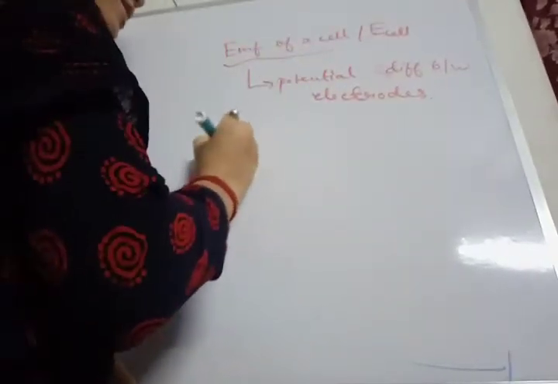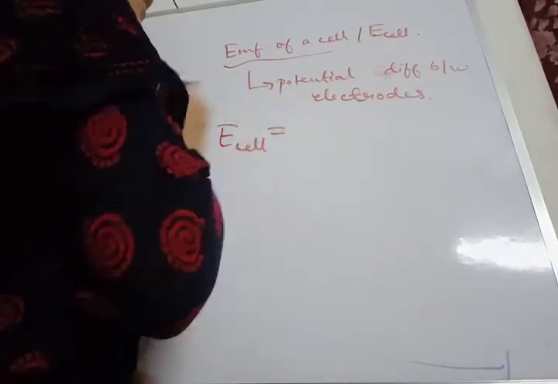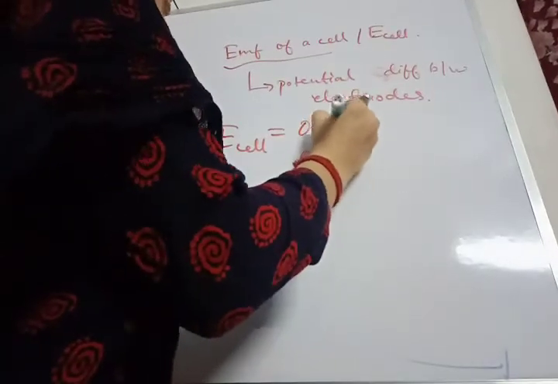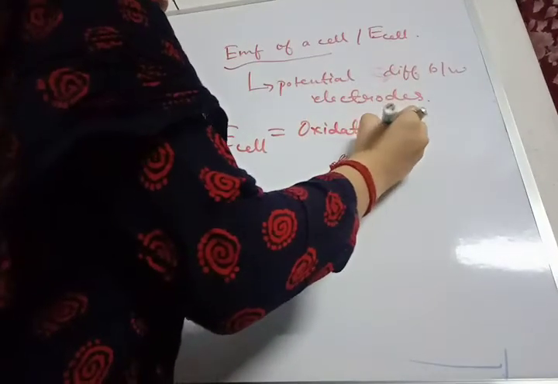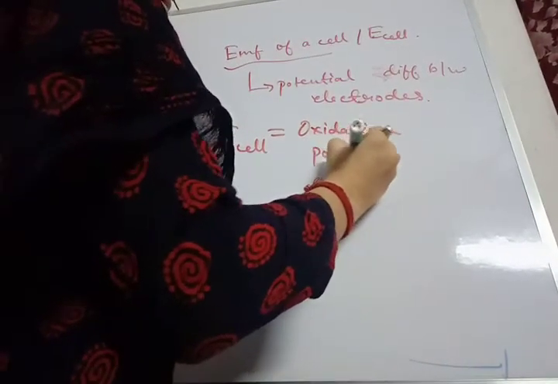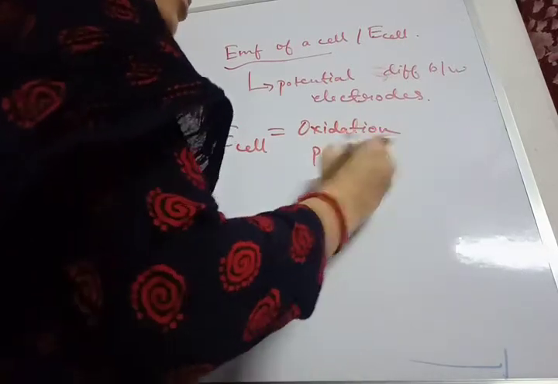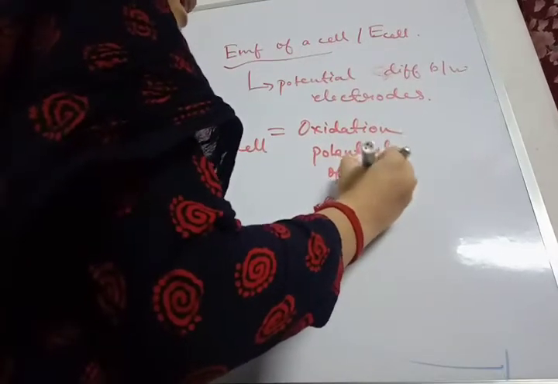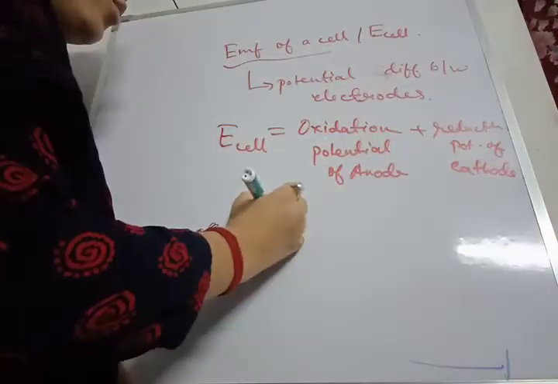So E cell, what do we write? E cell we write as oxidation potential of anode, because at anode oxidation occurs, plus reduction potential of cathode. Right, we know what is the setup.